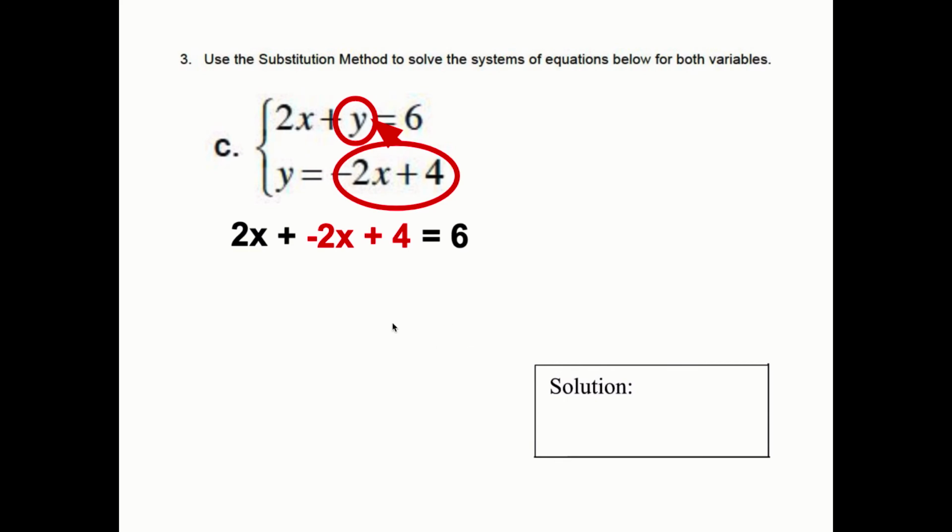When we combine like terms, we have a 2x and a negative 2x. Well, that makes 0. That means it's going to go away. So I'm left with 4 equals 6. Except 4 does not equal 6. When you see this, when it's a not true statement and there's no more variables left, that means this has no solution. That's what this looks like algebraically. Those lines will never cross.